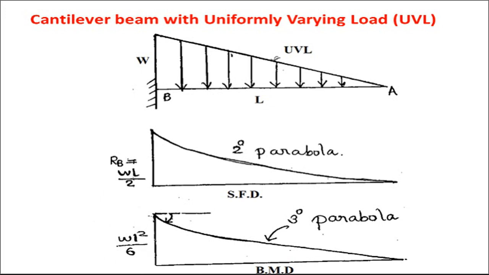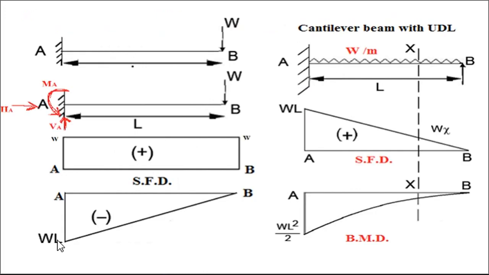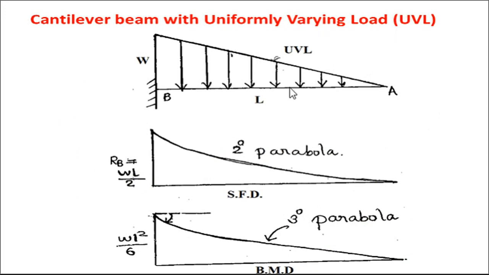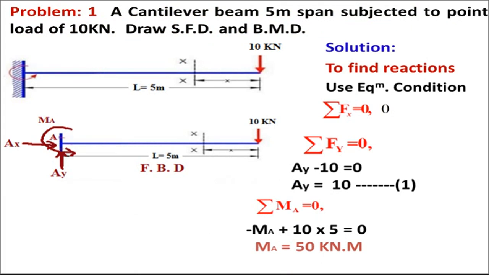So these are the standard cases. You must know these maximum values. In case of point load, maximum shear force is W, maximum bending moment is WL. In case of UDL, maximum shear force WL, maximum bending moment WL square by 2. In case of UVL, maximum shear force WL by 2, maximum bending moment WL square by 2. In many competitive examinations, these standard cases and their bending moment and shear force diagrams or ordinates are asked, and what the maximum values are. Now we'll discuss the first problem.